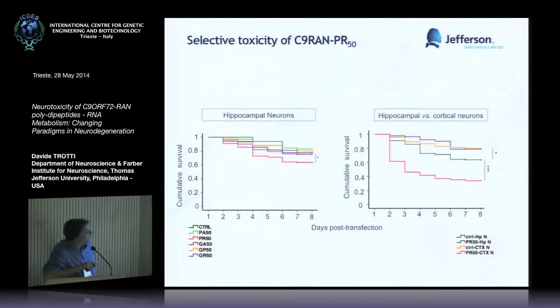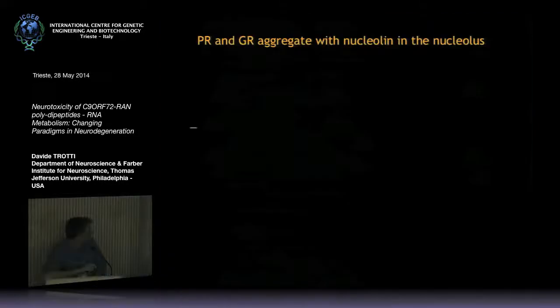These are hippocampal neurons. They are still sensitive to PR, but much, much less sensitive. The other ones are not toxic at all. And this is a combined graph between hippocampal neurons and cortical neurons. You can really see that the two types of neuron are differentially sensitive to the PR, much more the cortical neurons, much less the hippocampal neurons. So that was an interesting observation.